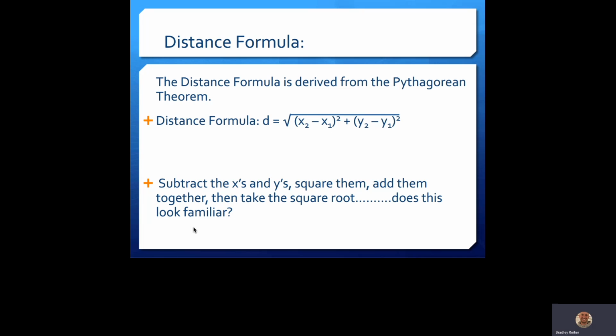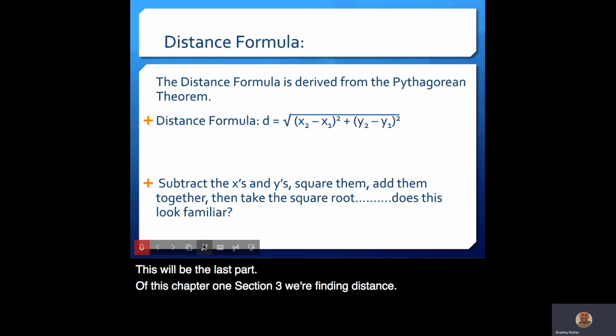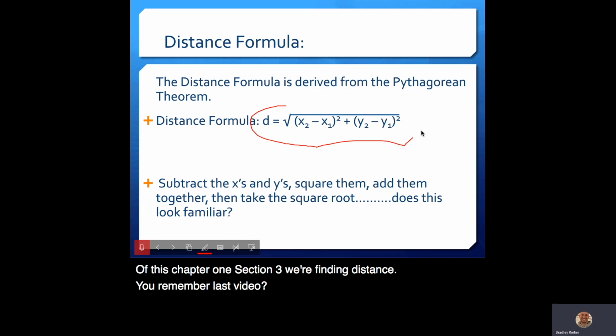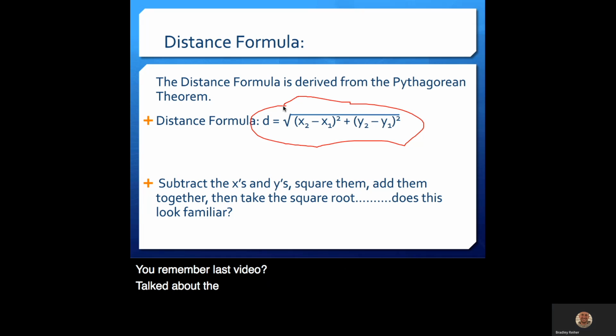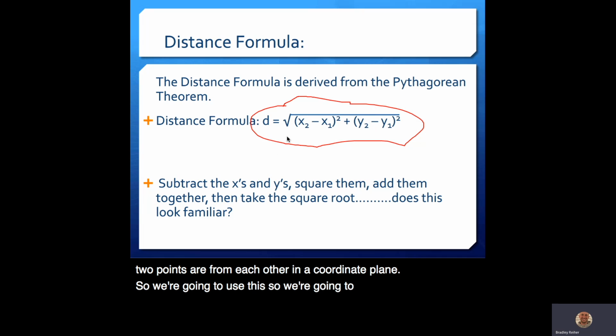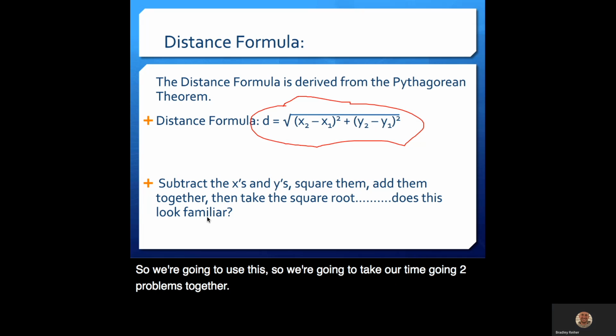This will be the last part of this chapter 1, section 3. We're finding distance. You remember last video, we talked about the distance formula. That formula will tell you how far 2 points are from each other in a coordinate plane. So we're going to use this, and we're going to take our time. We're going to do 2 problems together, and we're going to find the distance between points.